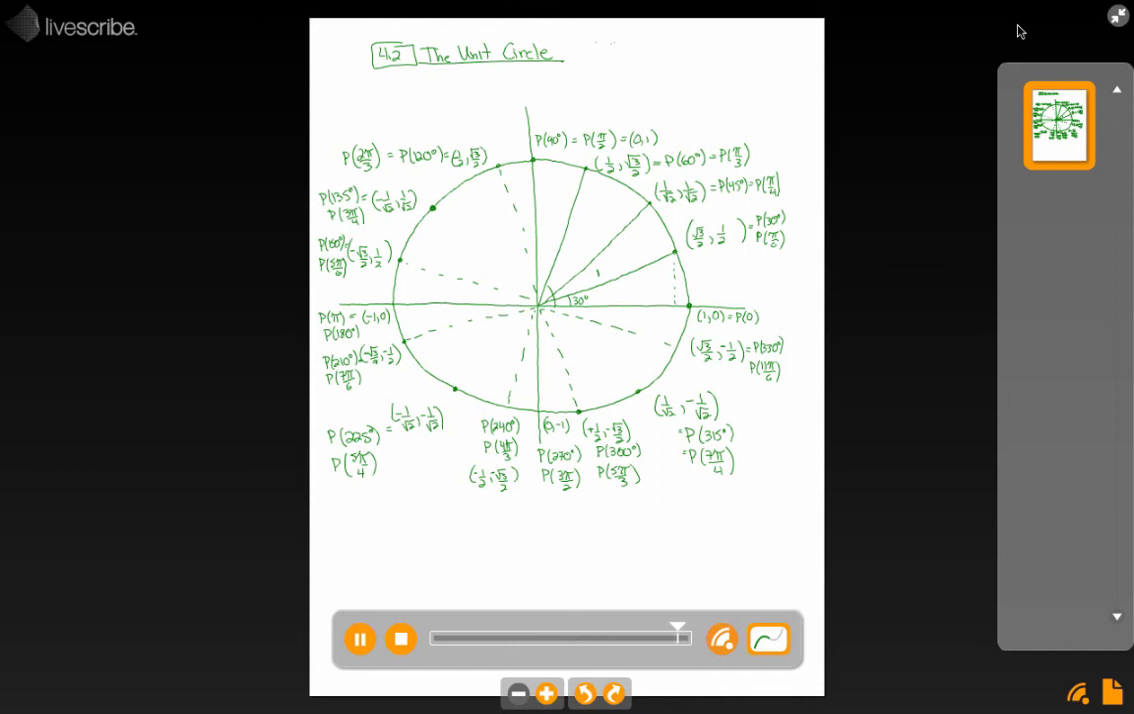Lots of information on that page, but hopefully you can see how repetitive it is. And basically, if you know two special triangles, the 30, 60, 90, and the 45, 45, 90 triangles, you can fill in all of this and just realize where your signs are positive and negative based on what quadrant you're in.